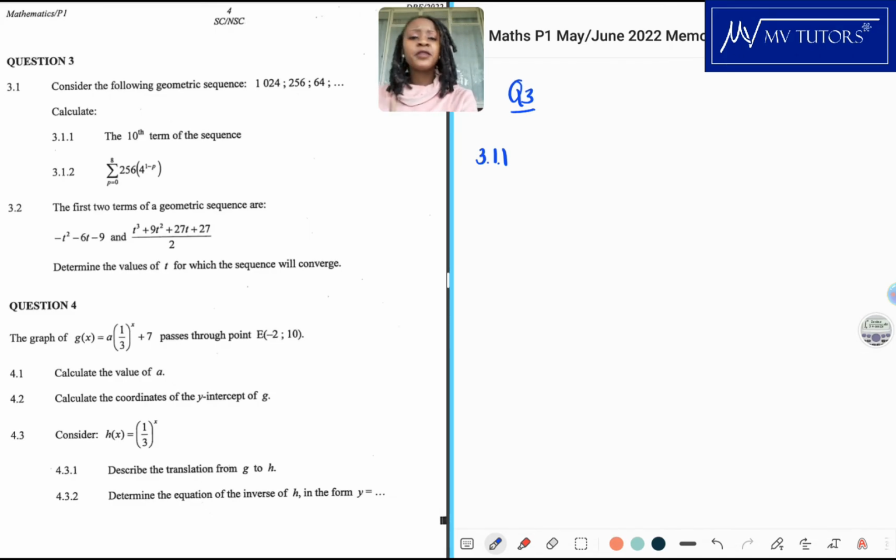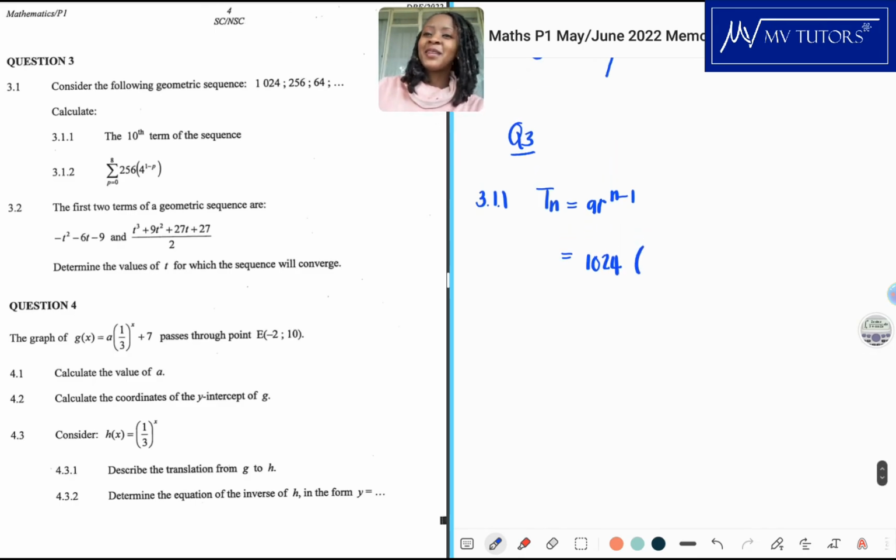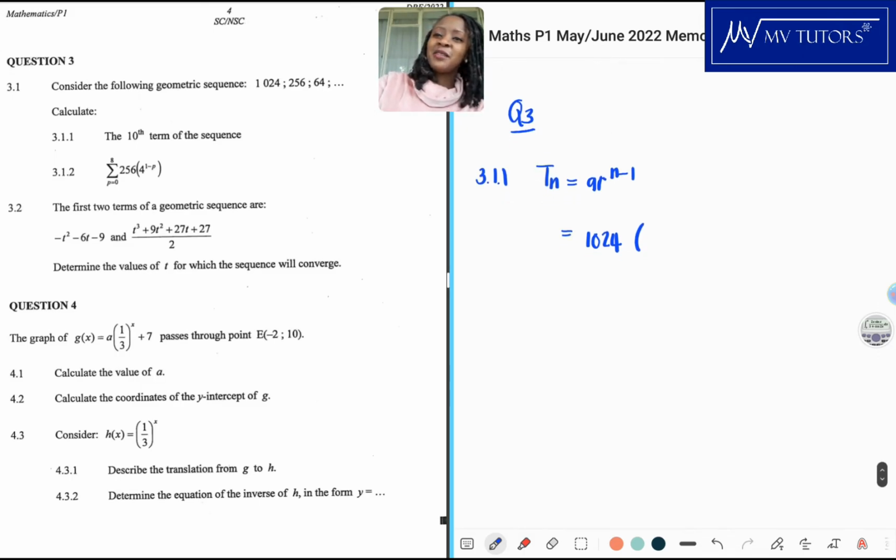So we are looking for the 10th term of the sequence. I hope I remember this formula. If I forgot, we can always go back. But I think this should be it. So our first term is 1,024. Oh, we need to get the common ratio. Okay, so we have 1,024, 256, and 64.